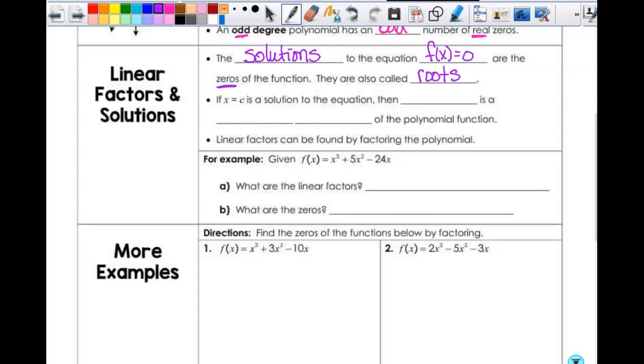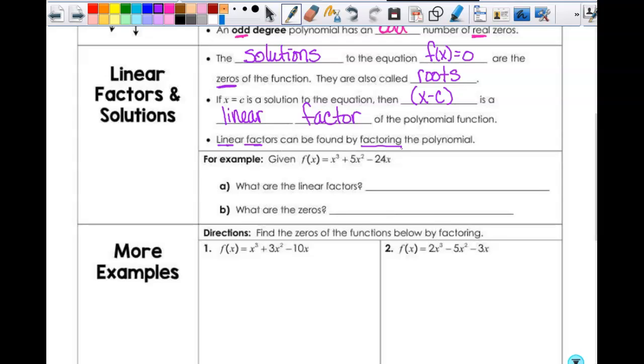Okay. So if x equals c is a solution to the equation, then x minus c is a linear factor of the polynomial function. Okay. And linear factors can be found by factoring. That's why they're called factors, by the way. Okay.